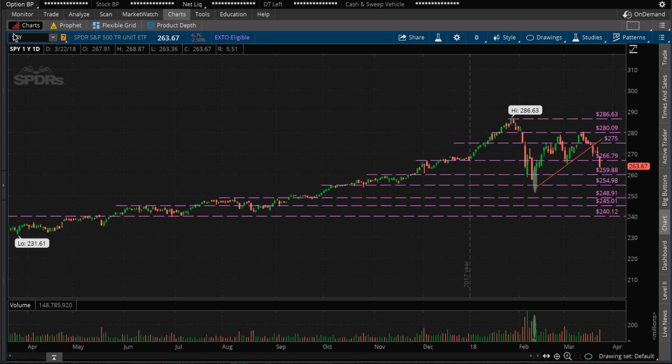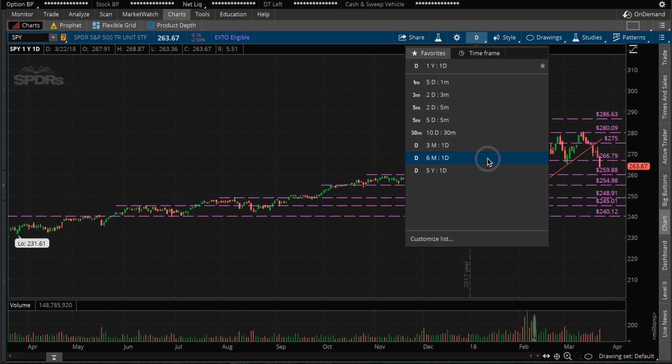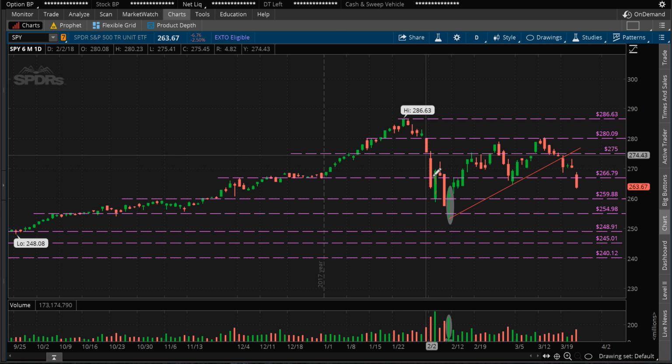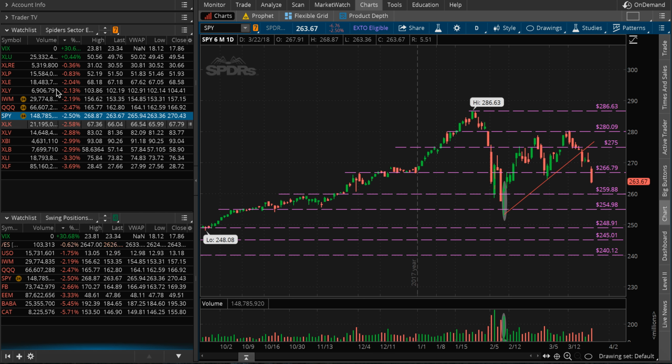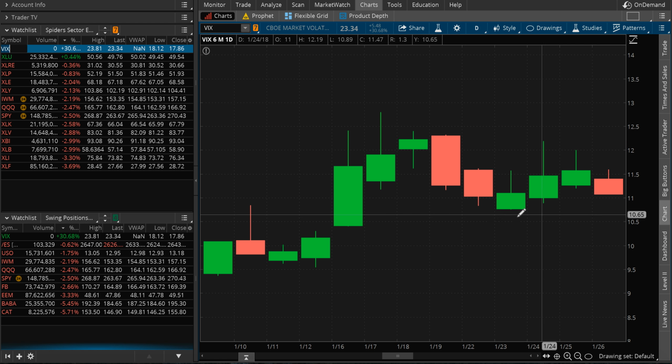So again, this is the stock market one-year chart. We've been trending very nicely. We did get a lot of volatility in February regarding the jobs report, and again, it coincided with a humongous sell-off in the VIX. You guys can see that.